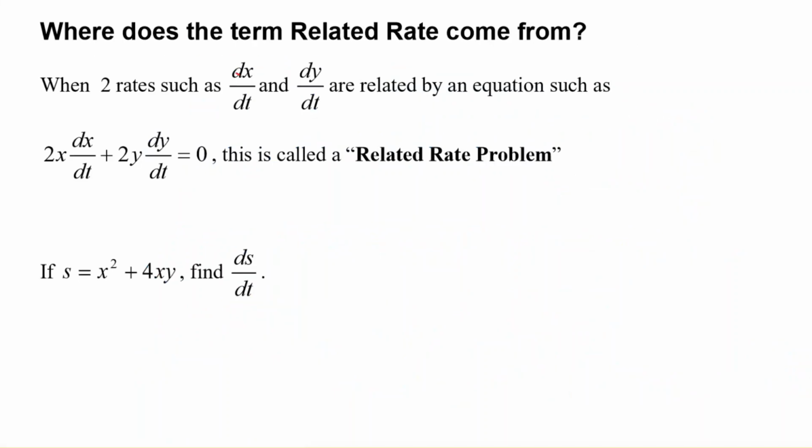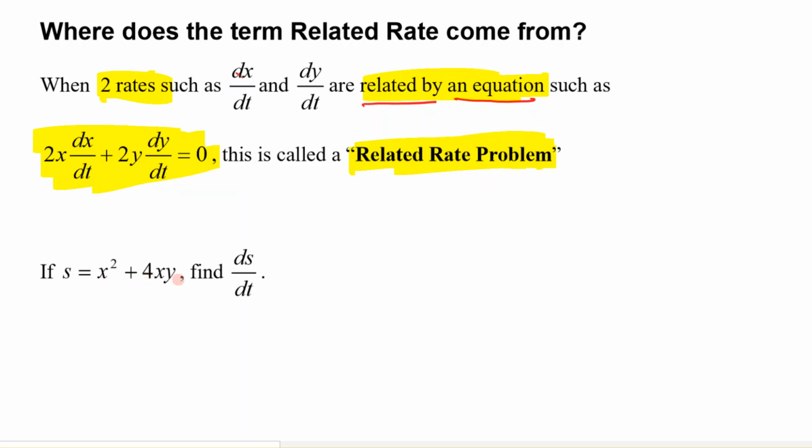Now the question arises that where does the term related rate come from? So when two rates like dx over dt and dy over dt are related by an equation, we call it a related rate problem because we are talking about the relationship between the rates of two variables. All right, so let's try to find one such equation. So in this one, s is equal to x squared plus 4xy. So we need to find ds over dt.